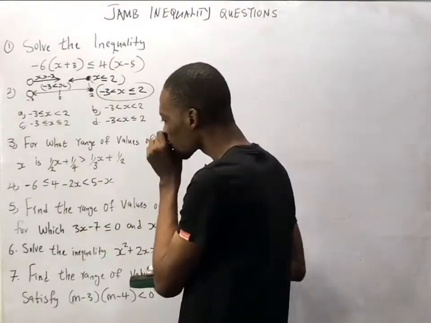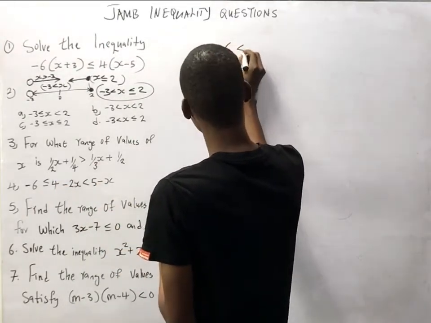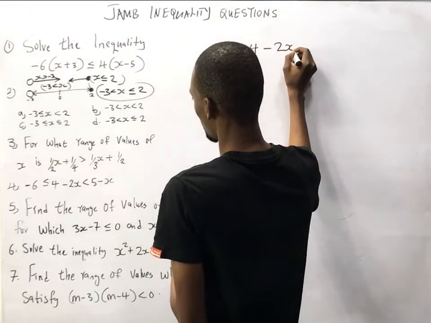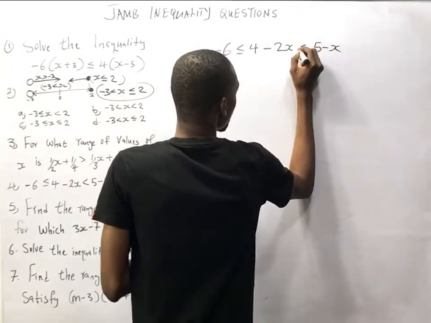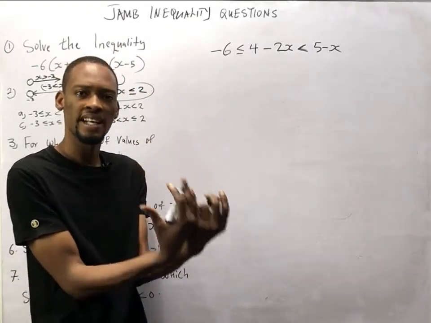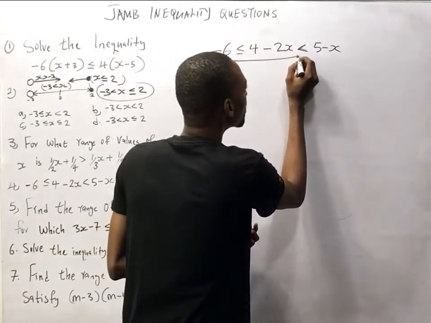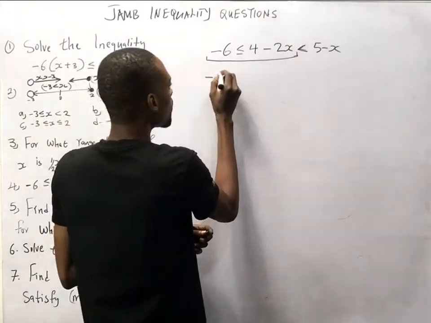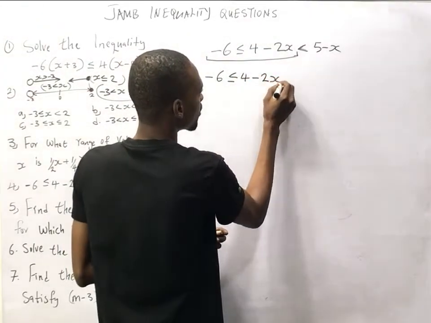Now take a look at number 4. To solve this number 4, this is how you do it. Let me bring out the question. Minus 6 is lesser than or equals 4 minus 2s lesser than 5 minus s. Look at this. It has two inequality symbols. Anytime you come across a question like this, this is what you do. Here, take here and go straight to the beginning of the second inequality symbol. You write it out. Minus 6 is lesser than or equals 4 minus 2s.